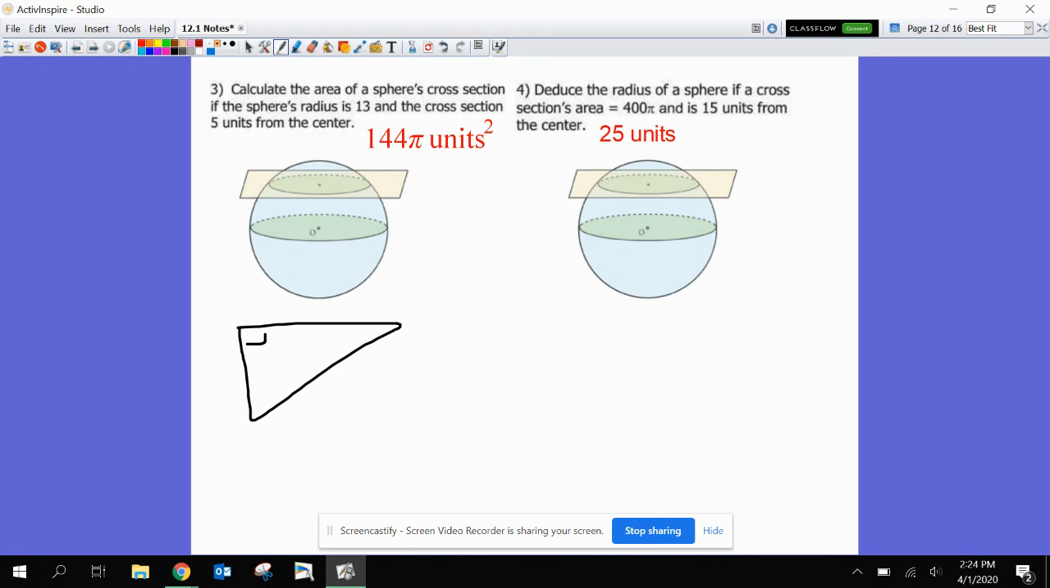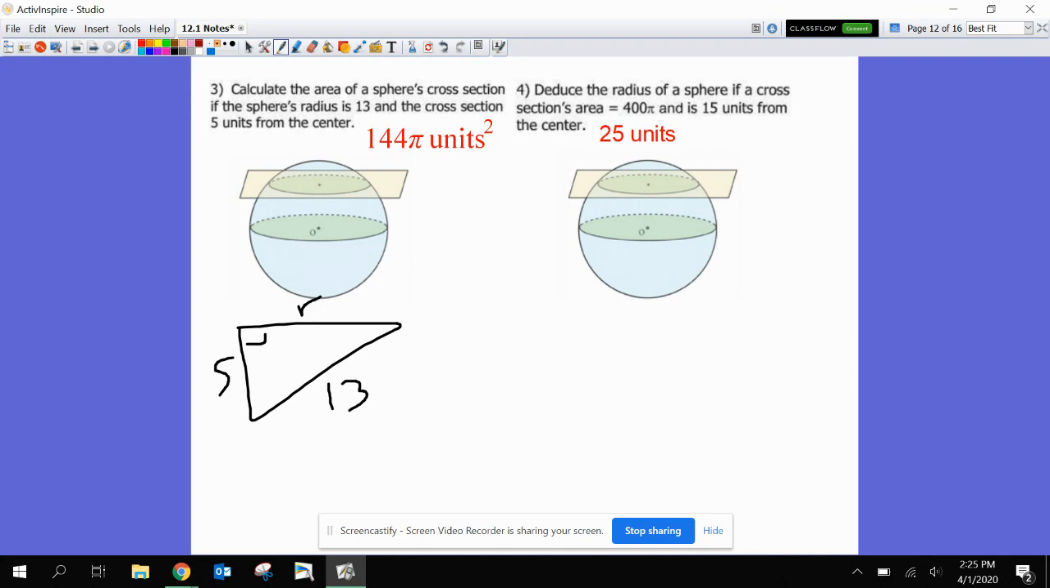It says calculate the area of the sphere's cross section if the sphere's radius is 13. So that means we put the 13 on the hypotenuse. The cross section is 5 units from the center. That's the distance. That's the vertical length. And so you'll do Pythagorean theorem again.